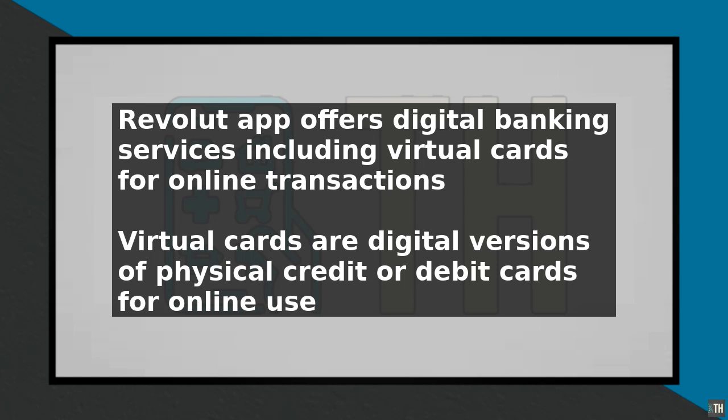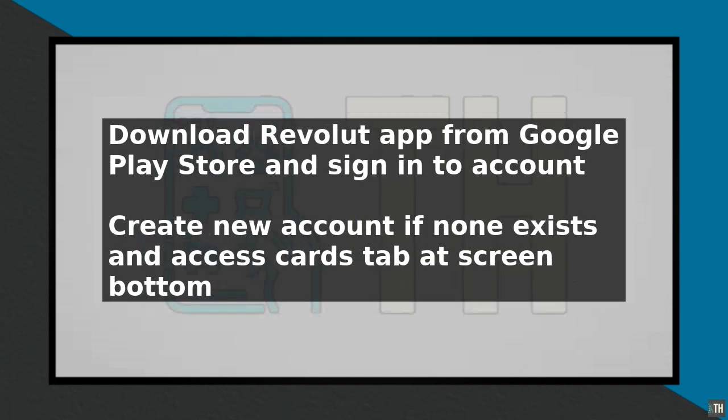If you don't have it, download it from the Google Play Store. Once you have the app, sign in to your account or create a new one if you don't have one already. After signing in, tap on the Cards tab at the bottom of the screen. Here you will see all your physical and virtual cards.